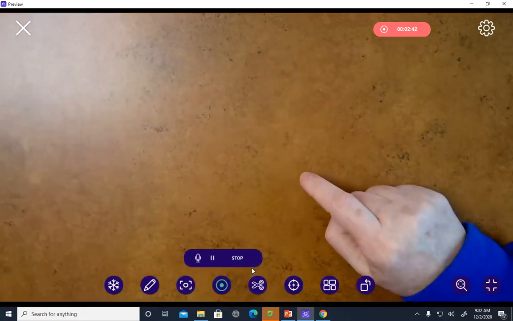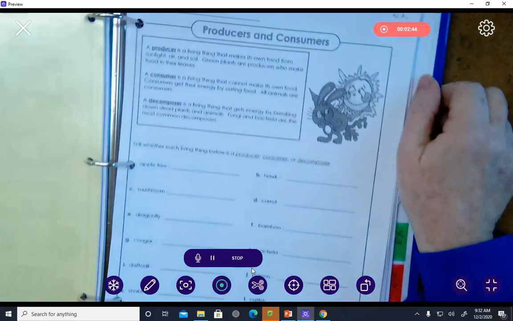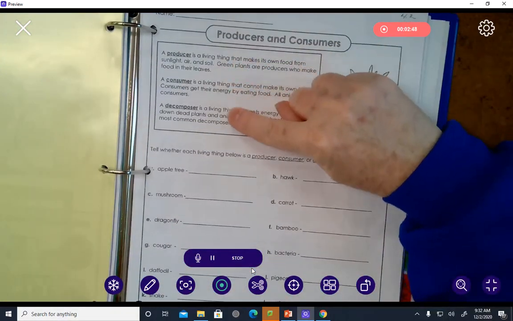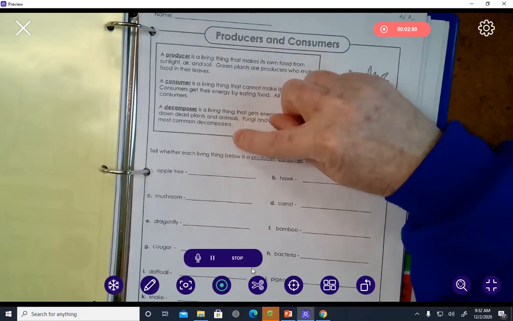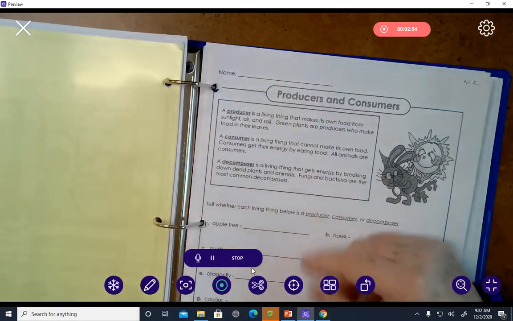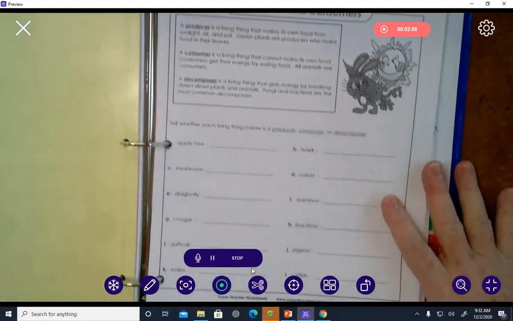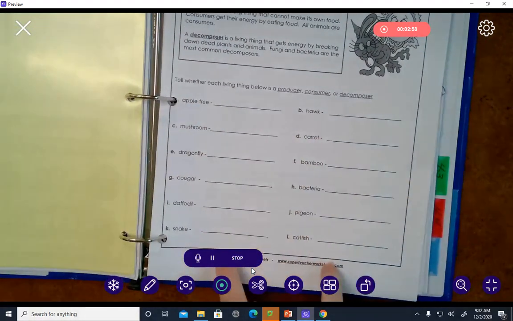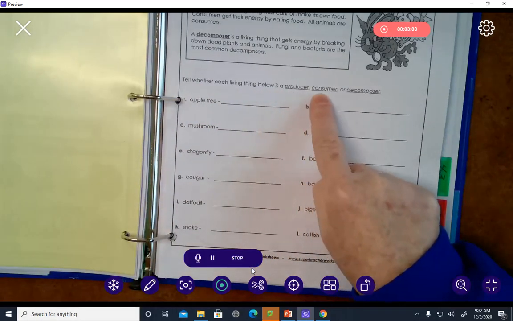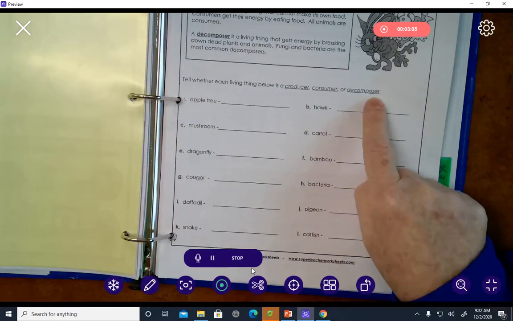All right, so I'll set that aside, and this is what your worksheet looks like. It's rather simple. Once again, I've put the definitions, a little bit more detail of what these are. Please make sure that you put your name on your paper before you take a picture of it and send it to me. And then all of these, you just have to tell whether each thing below is a producer, a consumer, or a decomposer.